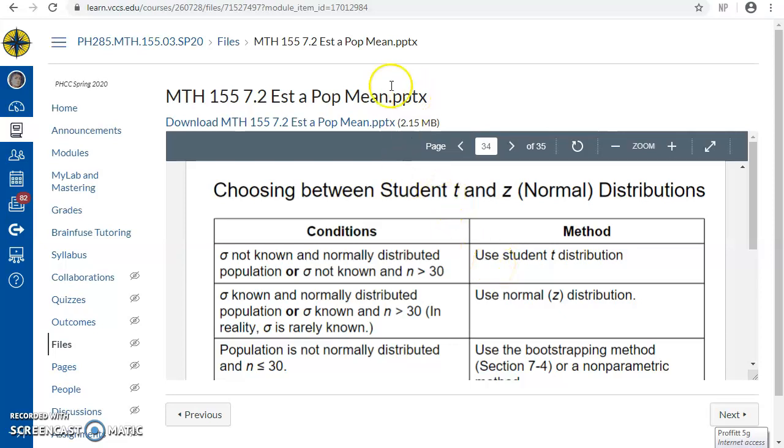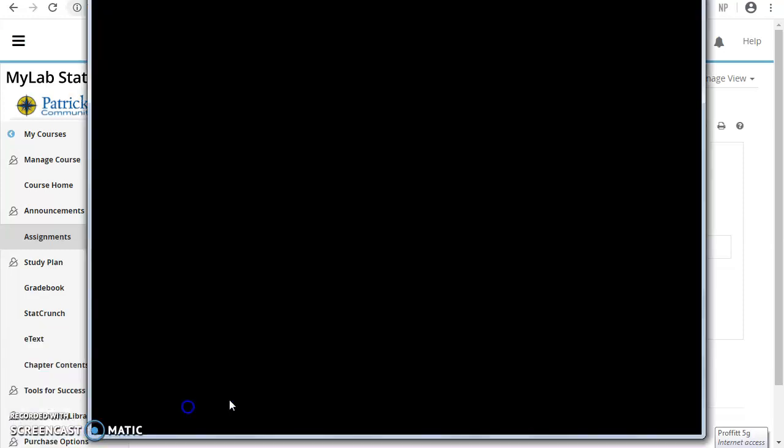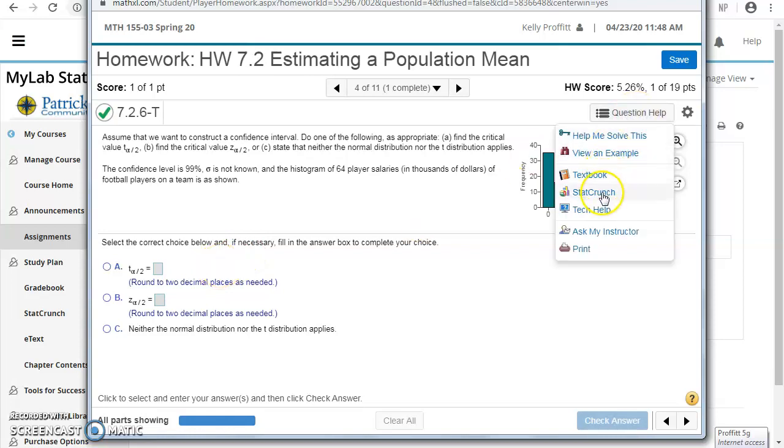Now, so we're going to go back. I got all these screens open. So we want to go back. So the one that we're going to use is the t distribution, okay? Now, the t sub alpha over 2, we can go straight to StatCrunch and get that. Okay, so let's go to StatCrunch and we can find this critical value. It's a t value. So we'll go to question help. We'll go to StatCrunch.